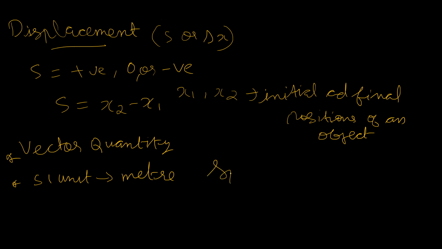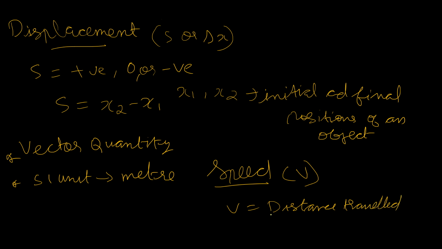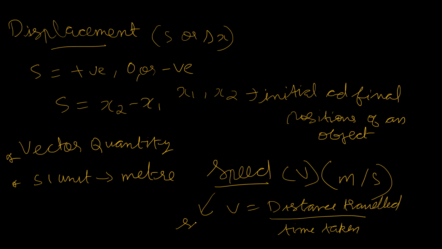The next thing that we need to learn about is speed. The time rate of change of position of the object in any direction is called the speed of the object. We are denoting it as v. Speed v is equal to distance traveled by time taken. The SI unit of speed is meter per second. It is a scalar quantity, because it's related to distance, not displacement.